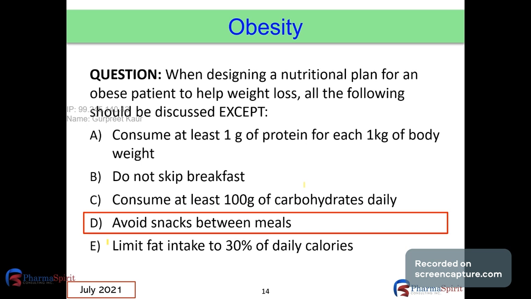Let's now look at the other choices we have here. So for choice A, it is important for the patient to have daily protein intake of a minimum of 1 gram per kilogram of the body weight per day.